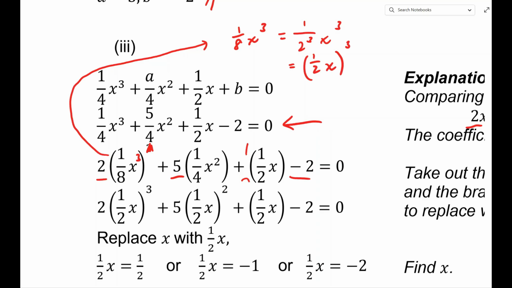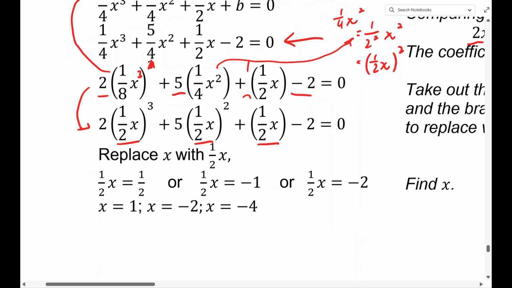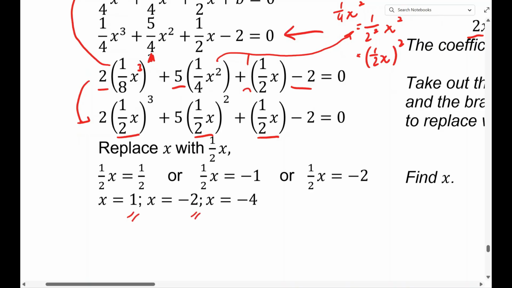Same for 1/4 x squared. 1/4 x squared can also be represented as 1 over 2 squared x squared. Since everything is being squared, you can take the square out and it will become half x, the whole thing squared. That's how we arrive here. Now you see that everything inside the bracket is half x, and half x. So you know that we are replacing x with half x. That's why finally, you will let half x equal the values that you got from part 2. And then eventually you get your final answers, x equals 1, minus 2, and minus 4.